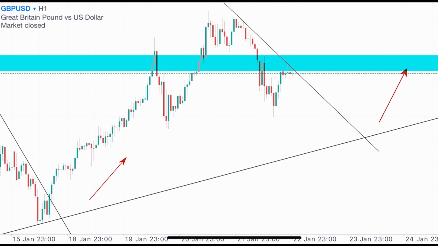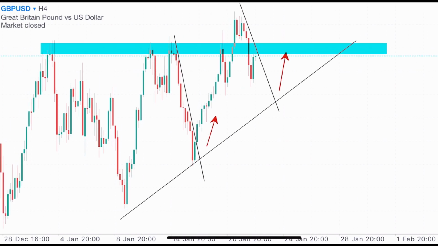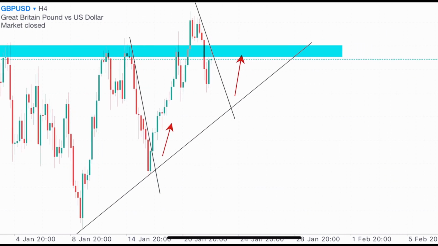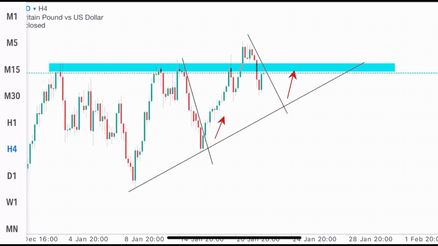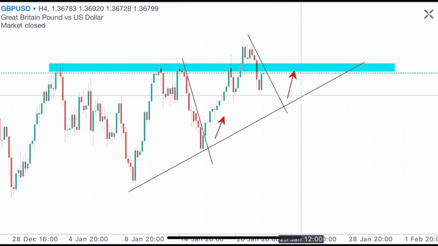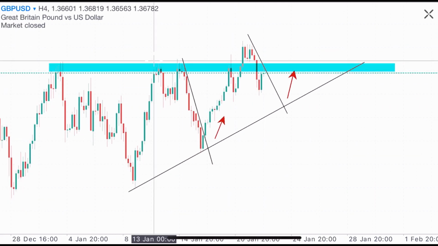So the next pair that we're going to look at today is the GBPUSD, you feel me? So with the GBPUSD, first of all, before we go into the structure of everything, we have to acknowledge that there's a key level here with the resistance zone, you feel me, which has been tested 1, 2, 3, 4, 5 times now.